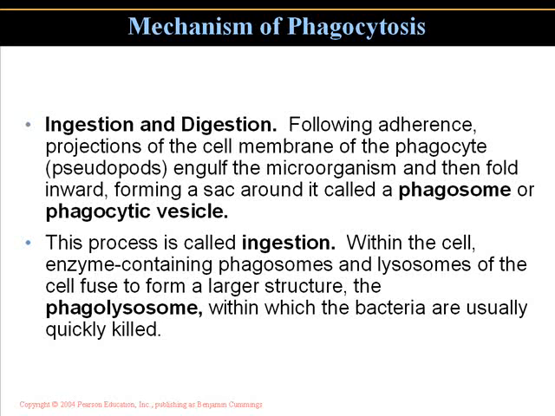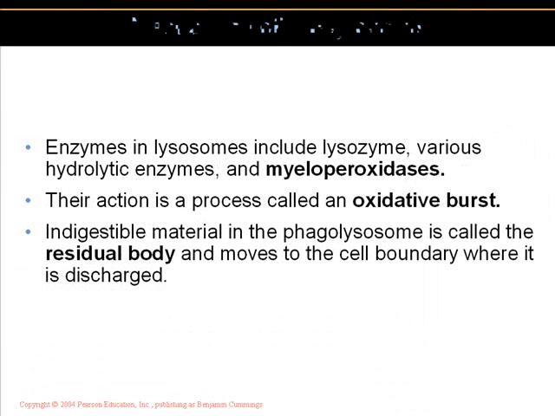Phagosomes and lysosomes of a cell, which contain enzymes, will fuse and form larger structures called phagolysosomes, in which the bacteria is usually killed pretty quickly. Enzymes in the lysosome include lysozymes and various hydrolytic enzymes called myeloperoxidases. Their action or process is called an oxidative burst. Indigestible material in the phagolysosome is called the residual body, and it moves to the cell boundary where it's discharged.